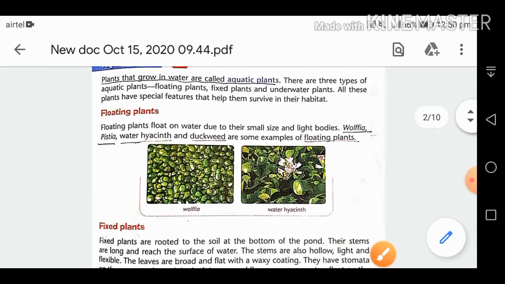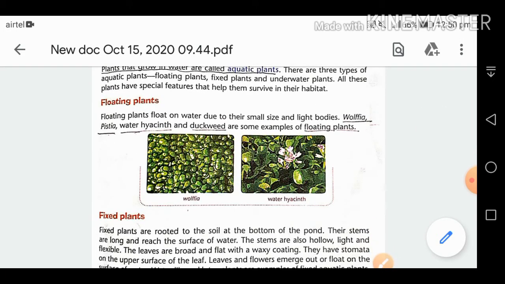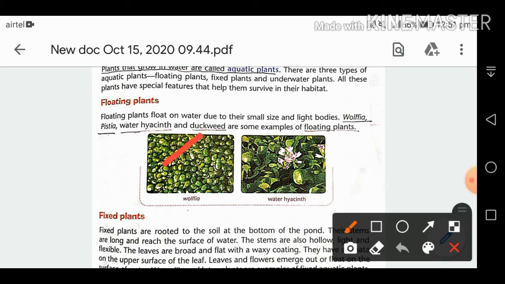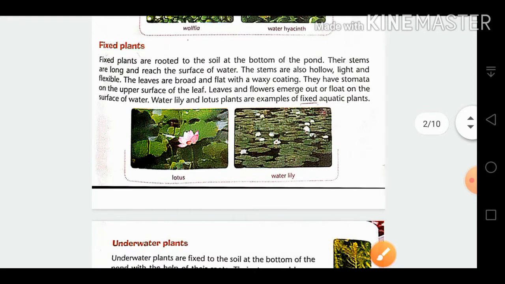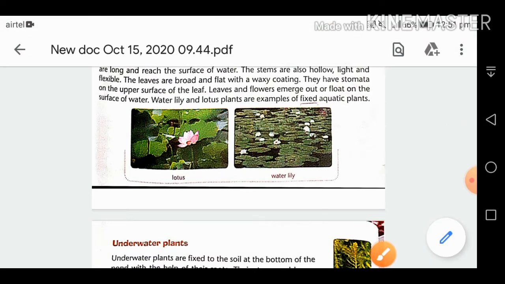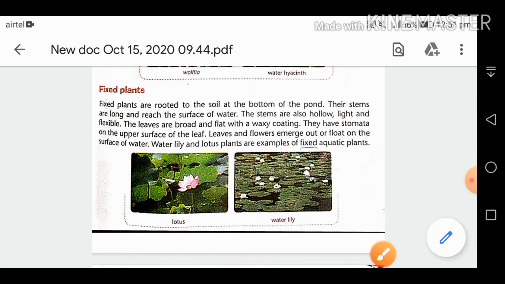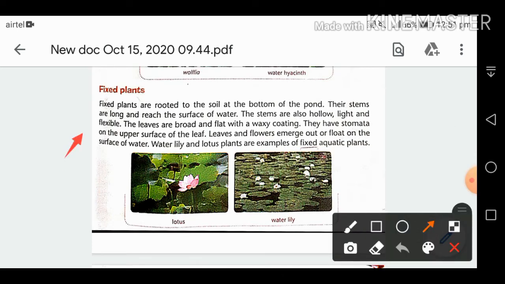First we will discuss floating plants. Floating plants float on water due to their light bodies and small size. Examples are duckweed and pistia. These are some basic examples of floating plants. Then next is fixed plants. Fixed plants are the plants which are fixed to the soil at the bottom of the pond. Their roots are fixed in the soil present at the bottom of the pond. Examples are lotus and water lily.